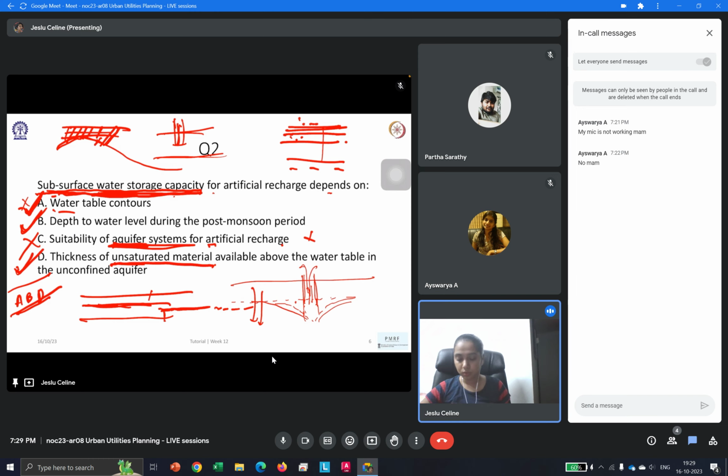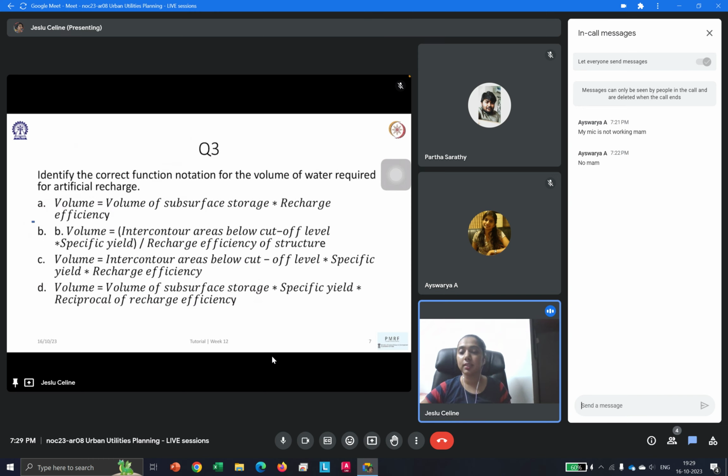Okay, let's go to the next question. Question 3. Identify the correct notation for the volume of water required for artificial recharge. A, volume is equal to volume of subsurface storage into recharge efficiency. B, volume is equal to intercontour areas below cutoff level into specific yield divided by recharge efficiency of the structure. C, volume is equal to intercontour areas below cutoff level into specific yield into recharge efficiency. And D, volume is equal to volume of subsurface storage into specific yield into reciprocal of recharge efficiency.